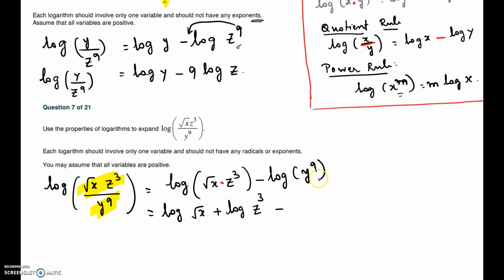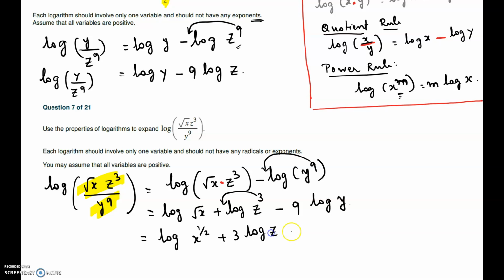Again, we should not have exponent in the variable. So for that, we'll use the power rule. The exponent can be brought in front of the logarithm, just like the earlier problem. So it is 9 log of y. Again, this exponent in the second term, 3, can also be brought in front of the logarithm. So we have log of, we cannot have radical. This should be written as x to the power 1/2. And this is 3 log z minus 9 log y.